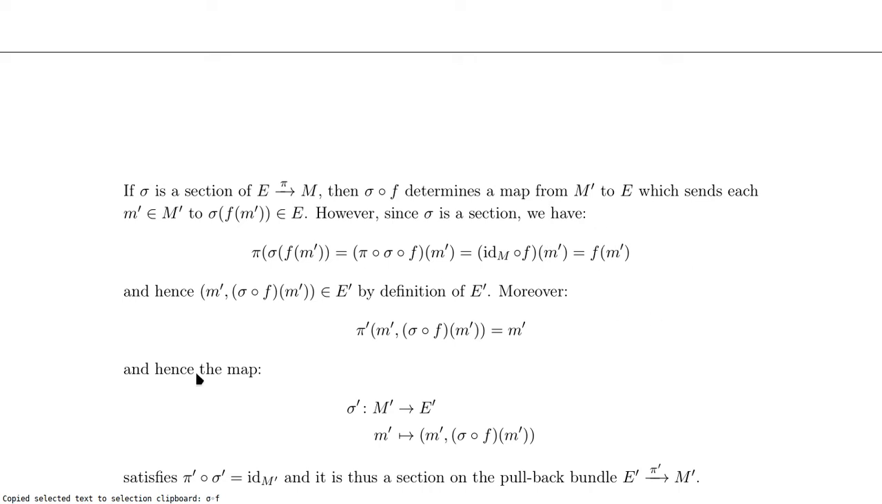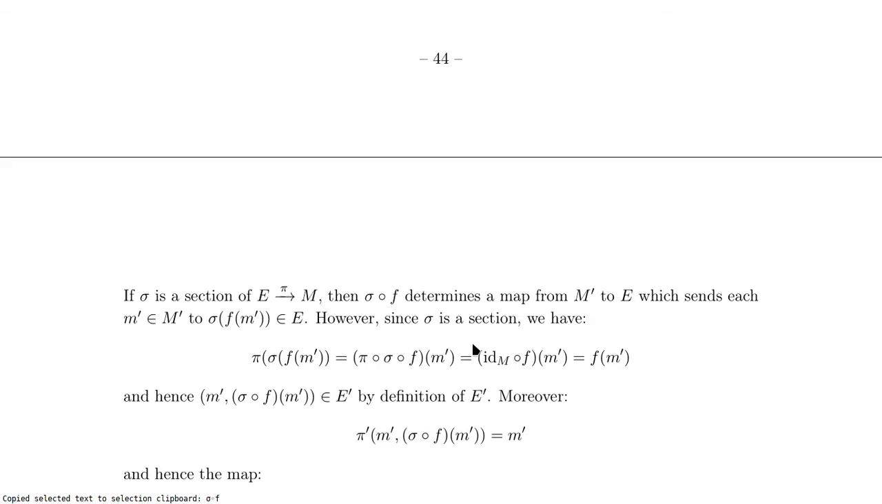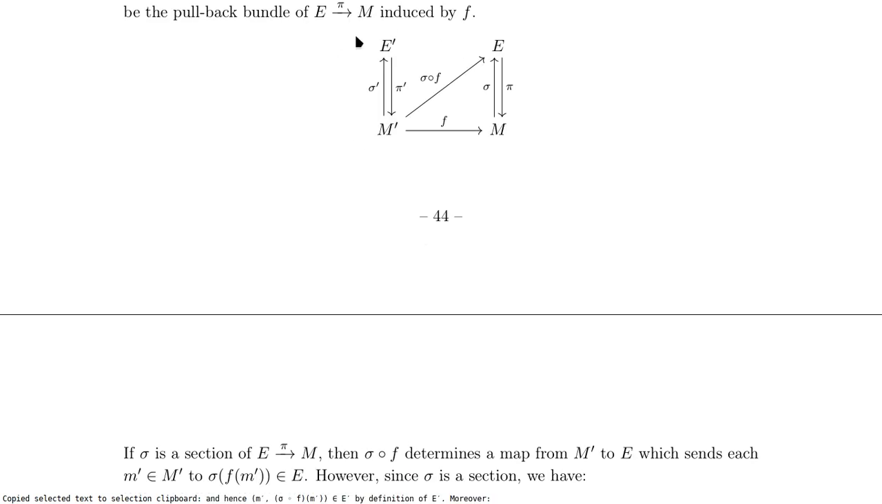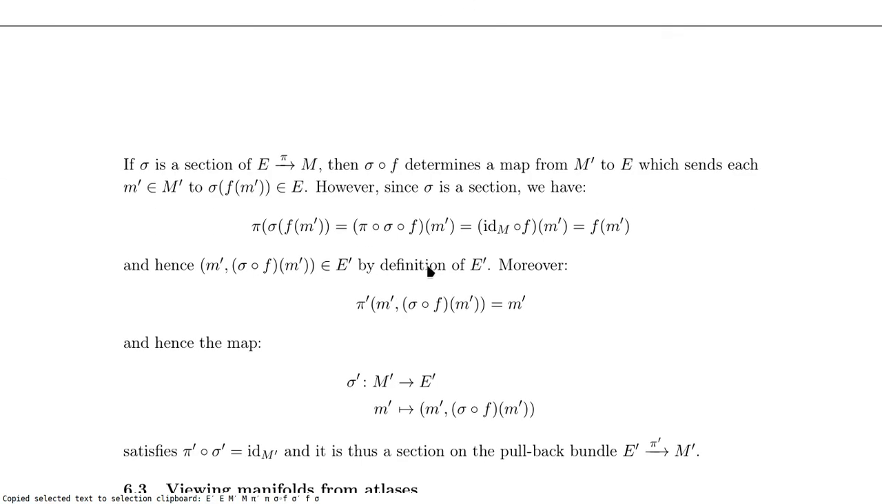So what this means is that m prime with sigma circ F of little m prime is actually in E. That's how we've defined E prime. Right? So what you do, well, you apply the other projection map on this side, pi prime, and what you get is m prime, because that's what pi prime does. It just gives you this component.